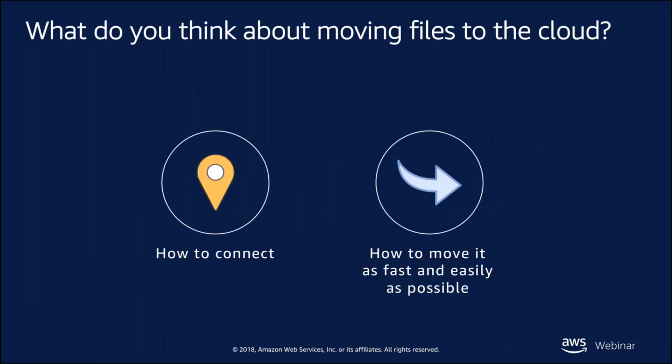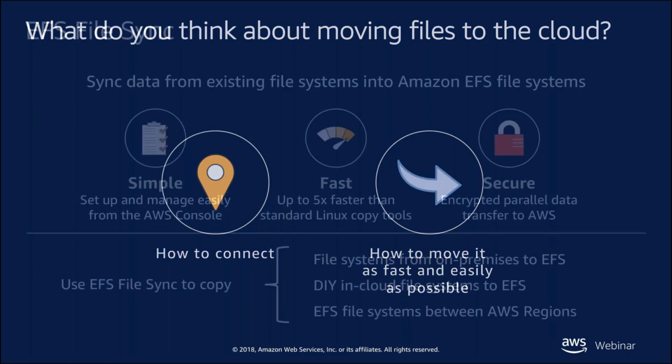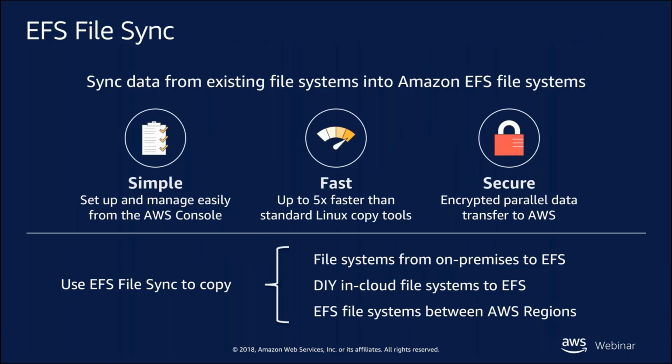So when you are ingesting or moving this data from on-prem to the cloud, what do you think about? Typically you think about, well, how do I connect? And how do I move this data over to the cloud as fast and as easily as possible? So we do have a tool called the EFS File Sync. It's an AWS management console tool that allows you to ingest data from an NFS source to an EFS file system securely, easily, and very fast.